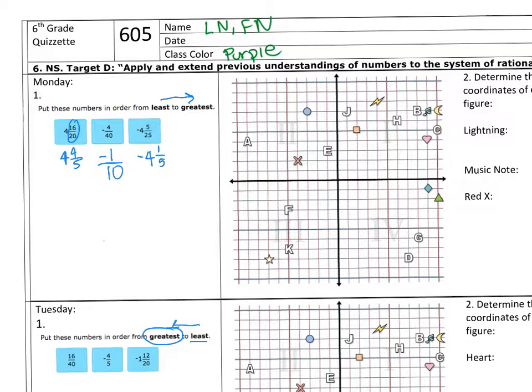Okay, now that I reduced them, I can put them in order from least to greatest. And I can tell you that negative 4 1/5 is a lot farther from 0 than negative 1/10 is. So this would be the smallest number. The next number would be negative 1/10. And the greatest number in this sequence of numbers is the positive 4 4/5.